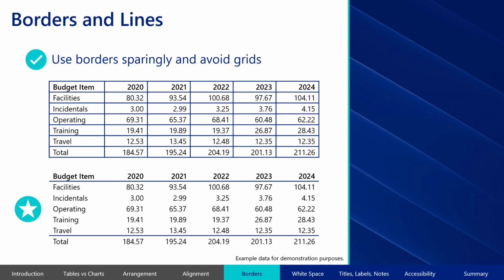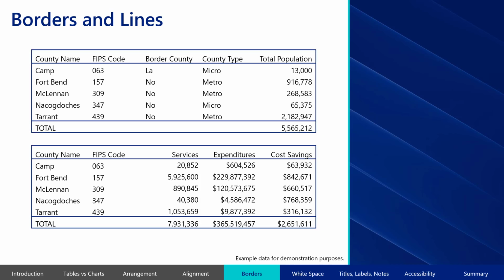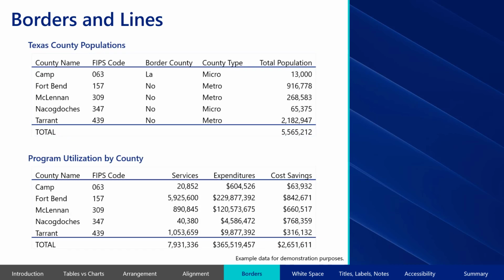Limiting borders and lines to the header and total rows allows your audience to see the information, not the table itself. If you have two different data tables close together in your report, you can add a thin border around each table to signal they are separate tables. However, table titles often provide enough space for separation.